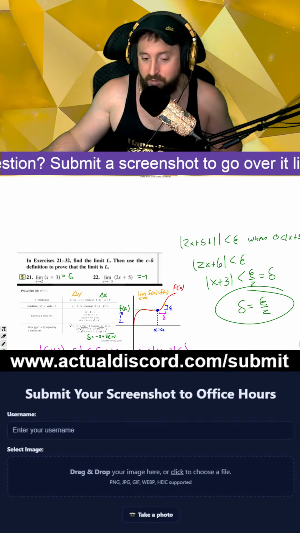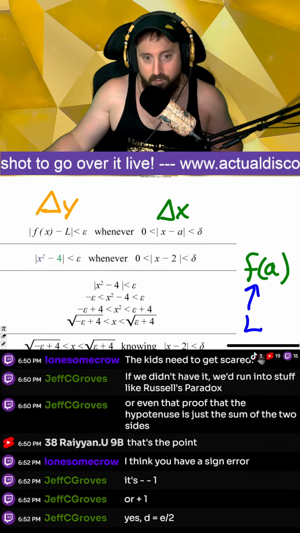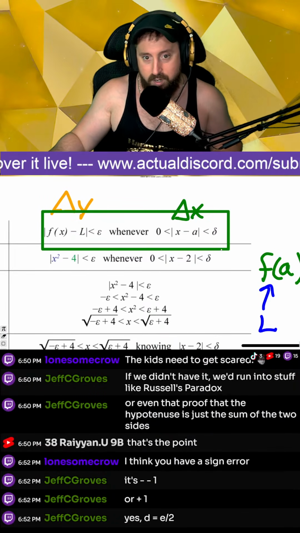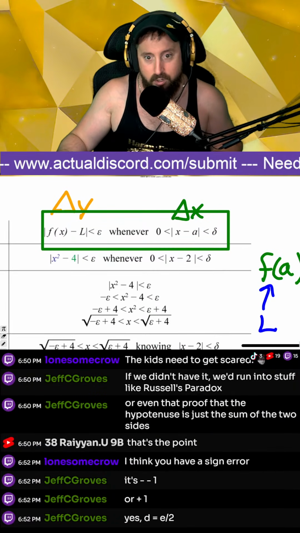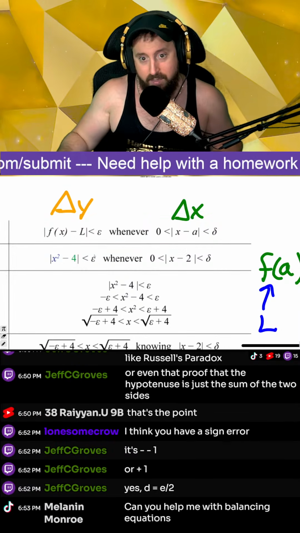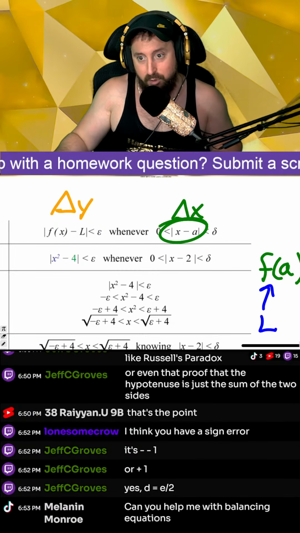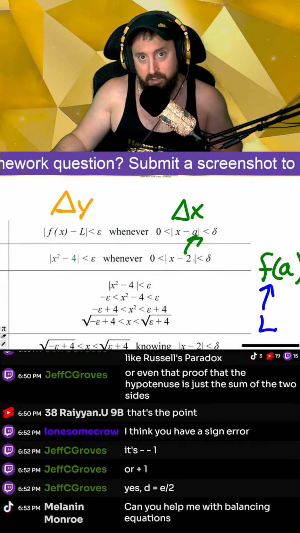So yeah, for those that are struggling with epsilon delta, this is what you need to do, okay? You need to plug in your function. You need to plug in minus what the limit actually goes to. And then you need to sort this so that it ends up looking like this. This is where the limit's approaching.